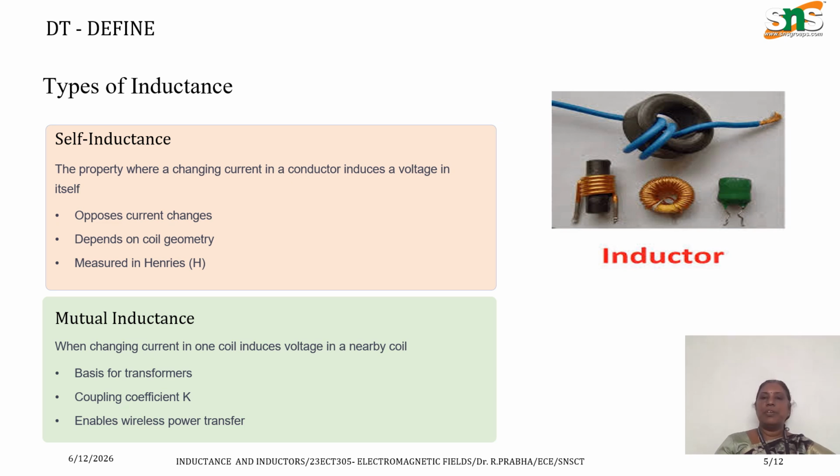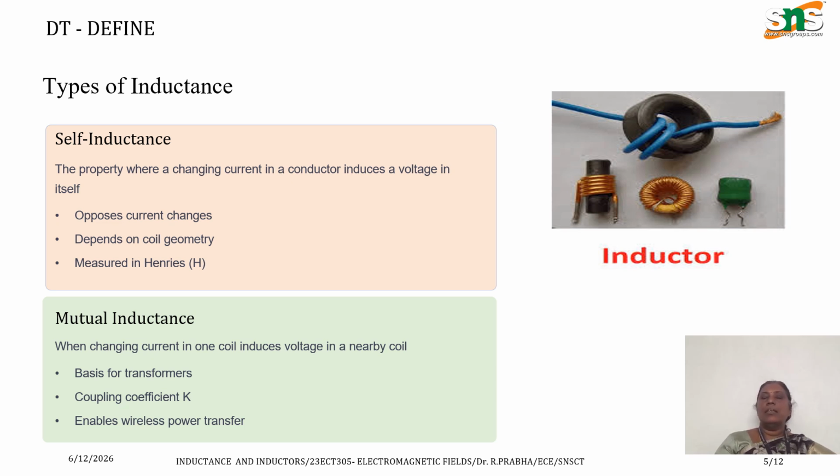Next is the define part. In the define part, we are going to see the types of inductance. One is self-inductance and another one is mutual inductance. First we see self-inductance. It is the property where a changing current in a conductor induces voltage in itself. It opposes the current changes, depends on coil geometry, and is measured in henries.